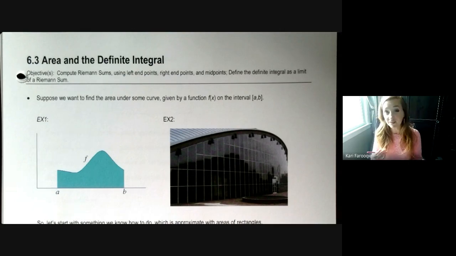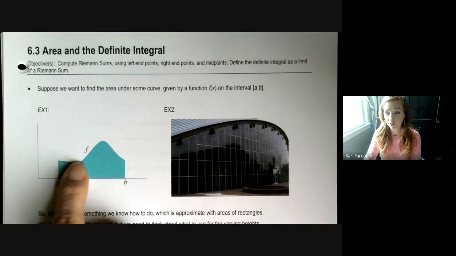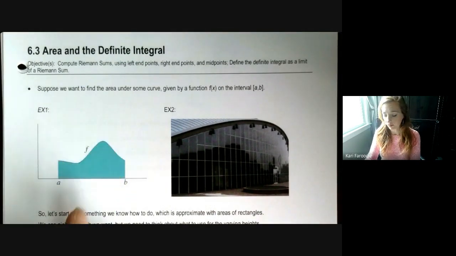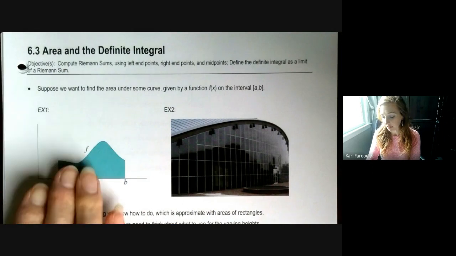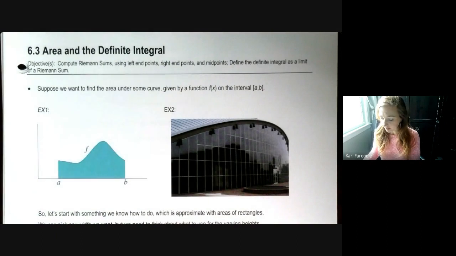All right, so 6.3 is talking about area and the definite integral. So far, we defined an indefinite integral in section 6.1. And today we're going to talk about a definite integral. So imagine that you have this curve, f of x, and we're going to be looking at what's happening underneath this curve from x equals a to x equals b.